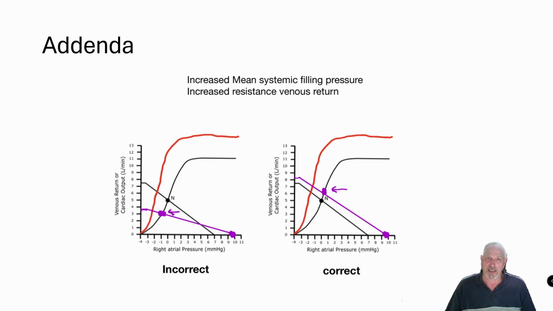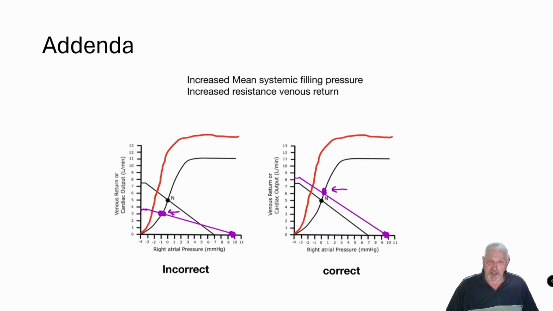We never make such an extreme counterclockwise move when you increase total peripheral resistance that you overcome the simultaneous increase in mean systemic filling pressure. The increase in mean systemic filling pressure is always going to win out. And so we draw it as we did on the right-hand side, where it is moved in a counterclockwise direction, but not so extremely that we cross the regular venous return curve.